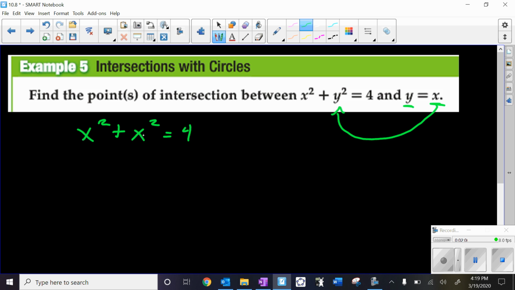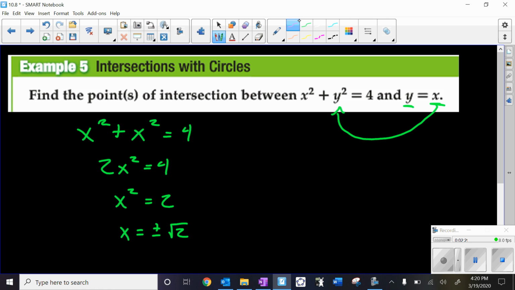X squared plus x squared is two of them. Solving for x, I'm going to divide by 2. X squared equals now 2. And then to solve for this, we're going to take a square root. When you take a square root, you technically get two answers. We're going to get plus or minus square root of 2.